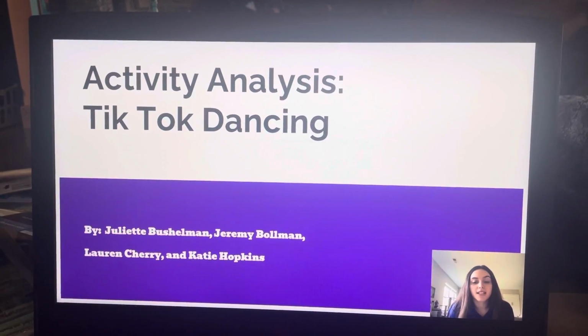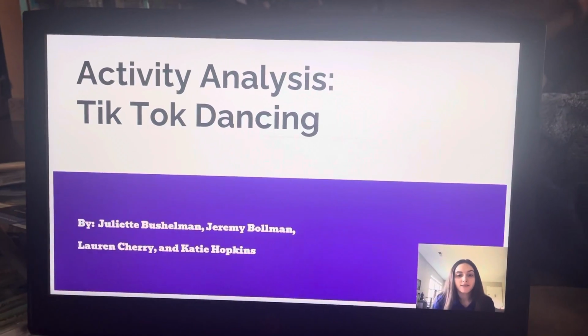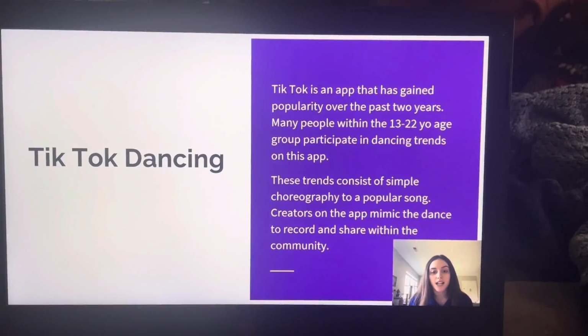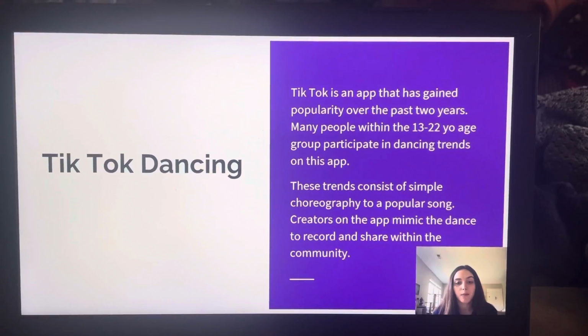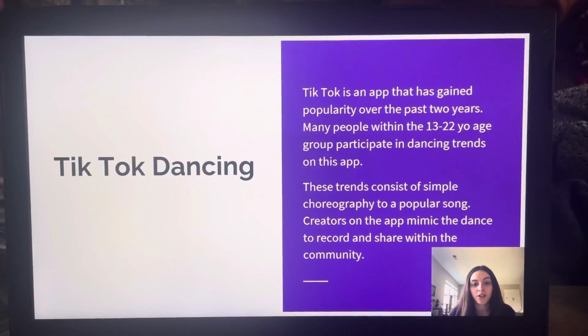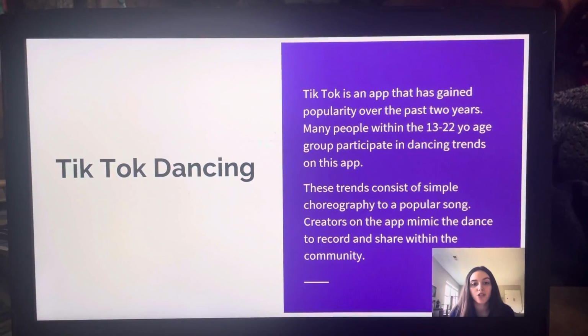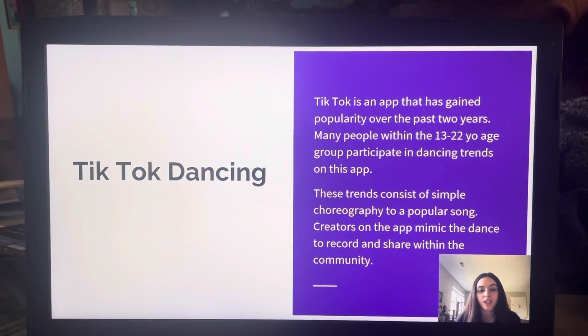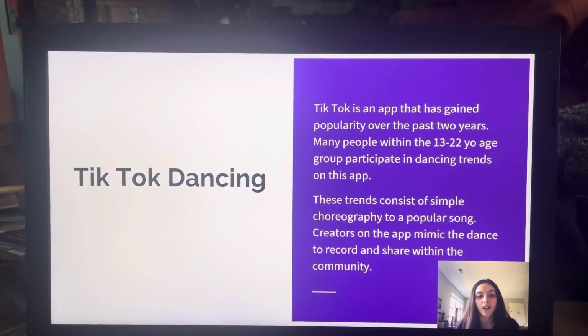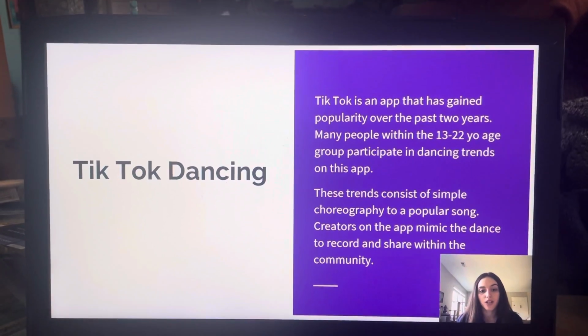Our activity analysis is over TikTok dancing. TikTok is an app that's gotten increasingly popular over the past few years. Many people within our selected age group, 13 to 22-year-olds, participate in the dancing trends on this app. The trends consist of simple choreography to a popular song. Creators on the app mimic the dance, record it, and share it within the community.